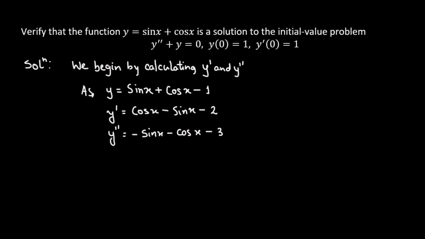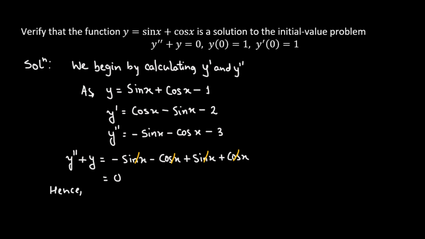Next, we substitute both y and y double prime obtained in equations 1 and 3 into the left hand side of the differential equation to get y double prime plus y equals negative sin x, negative cosine x, plus sin x plus cosine x, and we see that the common terms get cancelled out, leaving us with 0. Hence, y equals sin x plus cosine x solves the differential equation.